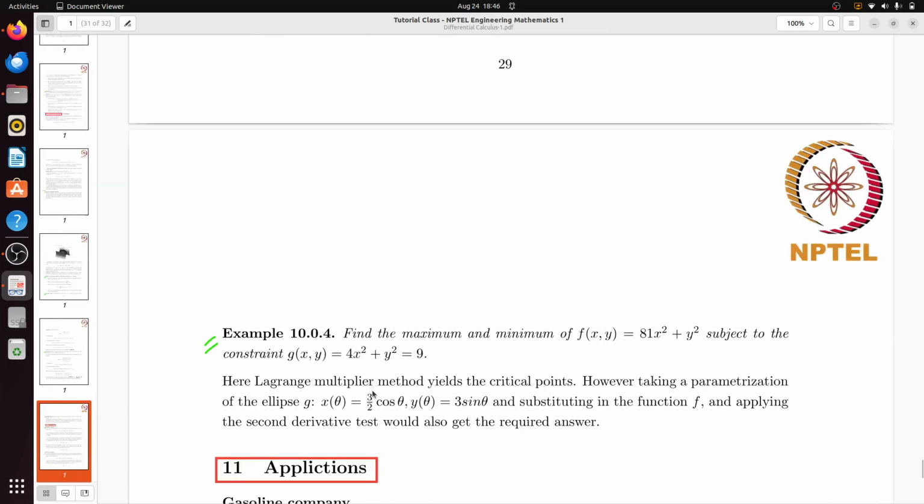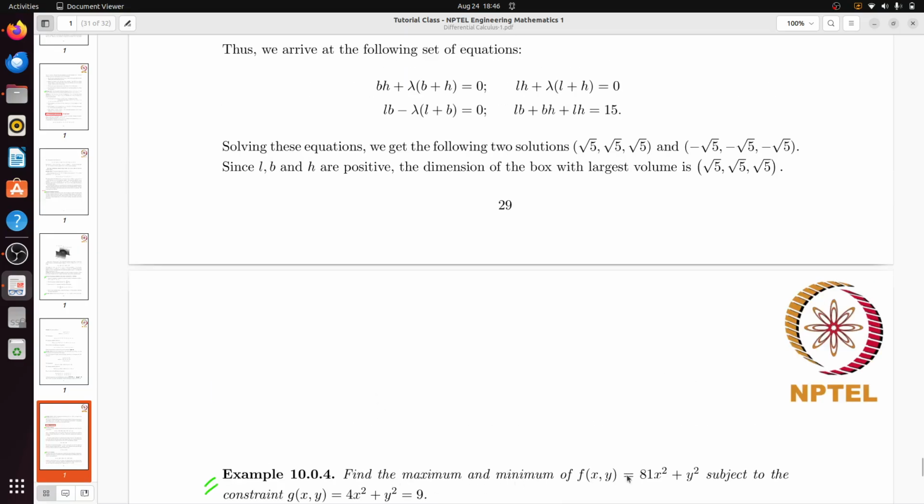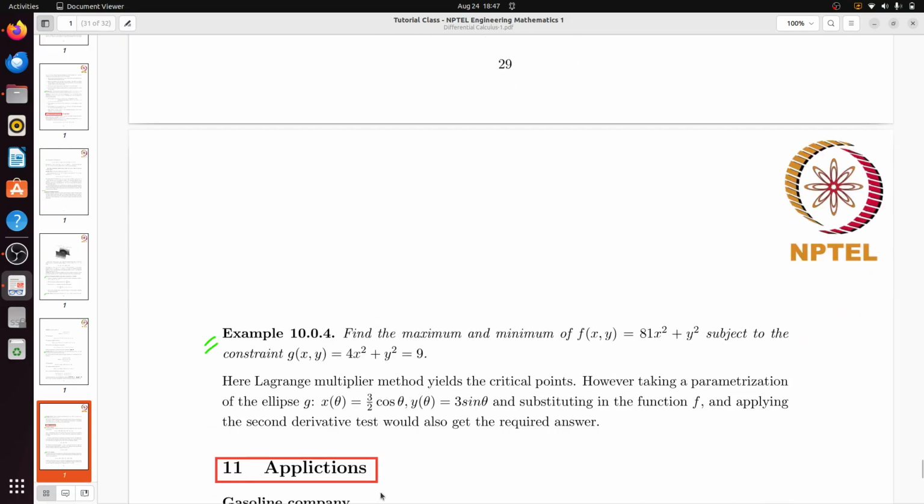Next, this problem. Find the maximum and minimum of f(x, y) equals 81x square plus y square subject to the constraint 4x square plus y square equal to 9. I do not have the solution, but you can take help of the concept called parameterization. Parameterization you can just apply.